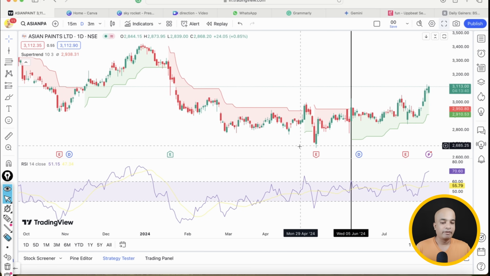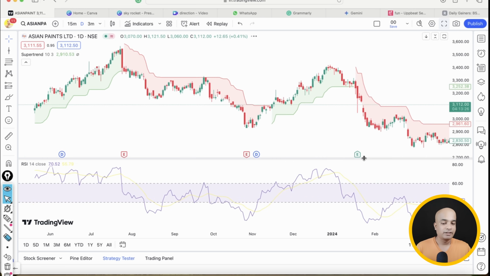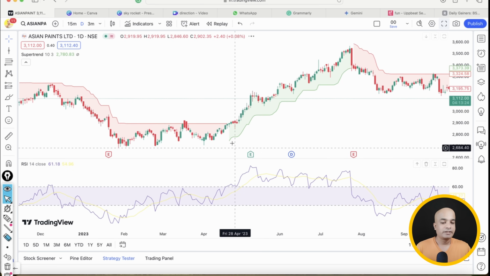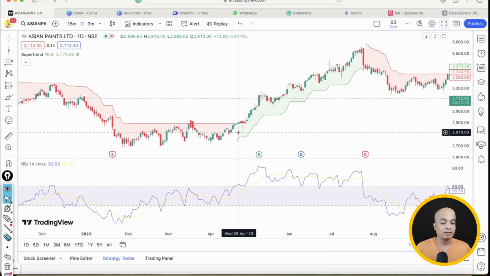You can see whenever the price is in a sideways trend, see here, Supertrend indicator is giving a signal, but RSI is in between 40-60. So this means it is in a sideways market. See here also, for example, from here Supertrend indicator turned green, right? Let's say your plan is to take a long trade whenever the Supertrend indicator turns green. See, RSI is above 60.